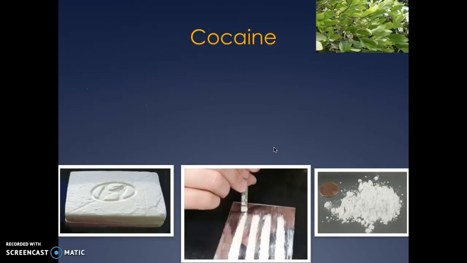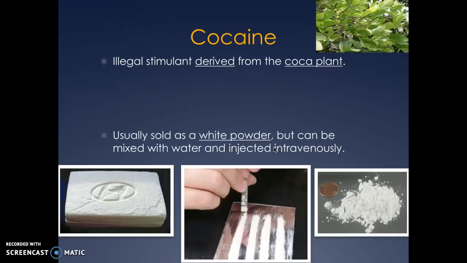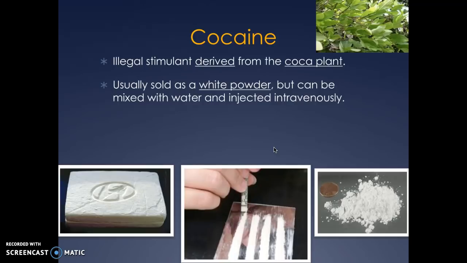One of the main ones is cocaine, as far as an illegal drug is concerned. Illegal stimulants derived from the coca plant, usually sold as a white powder, but can be mixed with water and injected intravenously. So again, these are going to be injected. Can also be smoked or inhaled. It's sometimes called freebasing. And again, it's that pure white looking substance. It looks sort of like heroin, but it's just a little bit different.